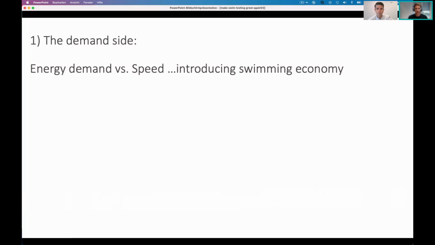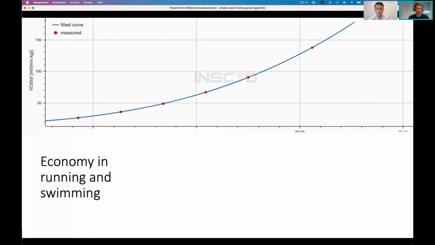So we're going to start with the energy demand versus speed, right? So swimming economy, so to speak. So how we measure that in INSCYD, some unique way to it, is that we are looking at the energy contribution in the speed versus power relationship, and we're doing so by normalizing substrate utilization.